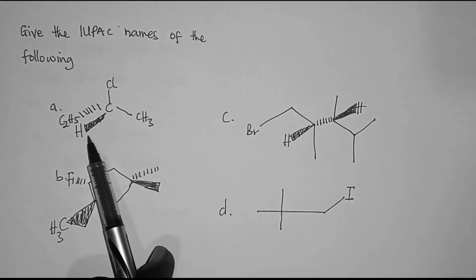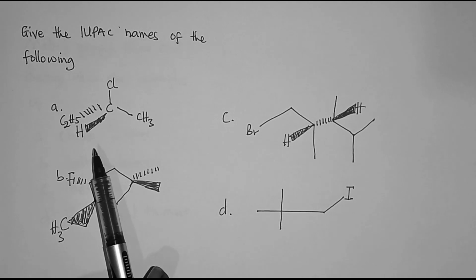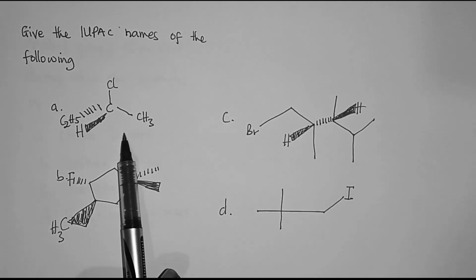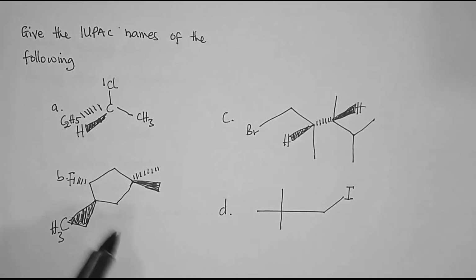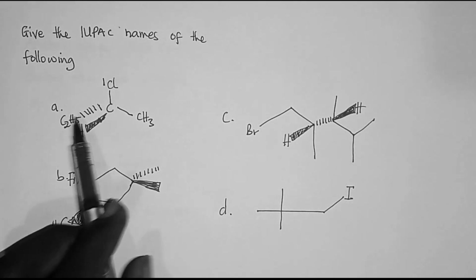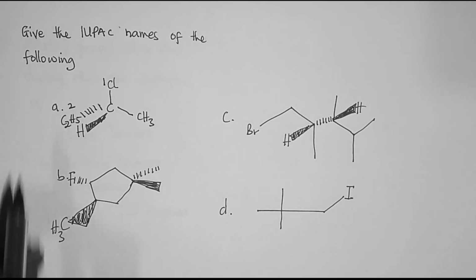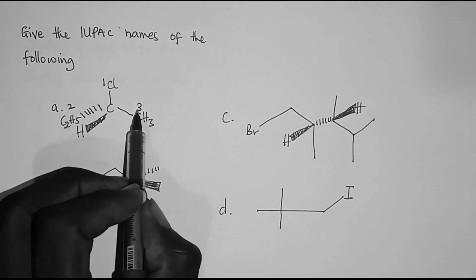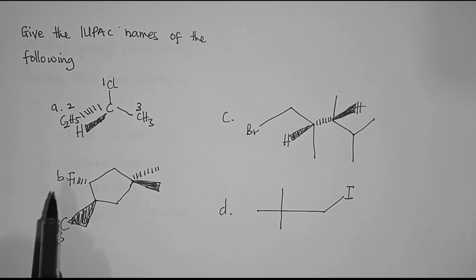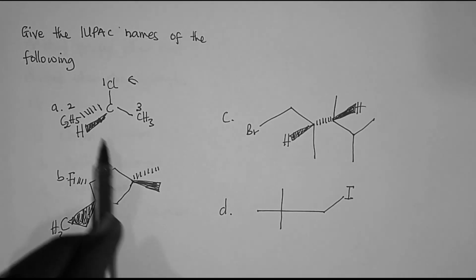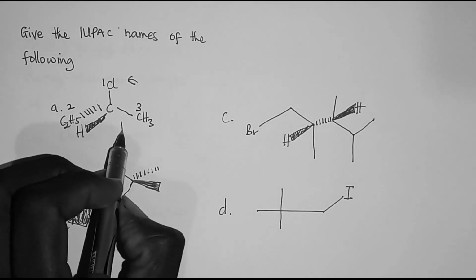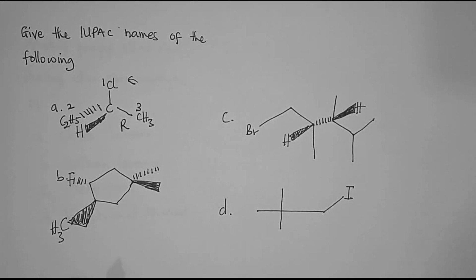Give the IUPAC names of the following. So we have this molecule. Let's first determine the stereochemistry in this molecule before we name it. So the configuration here is 1, and then the ethyl group is 2, and this is 3, and then the proton is 4. So 1, 2, 3 is going in this direction, but the proton is facing us, and therefore this is an R molecule.